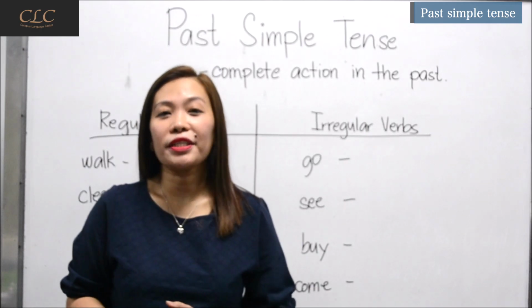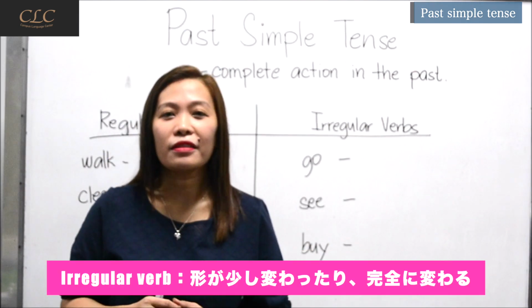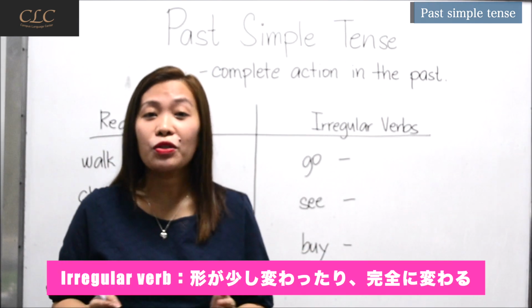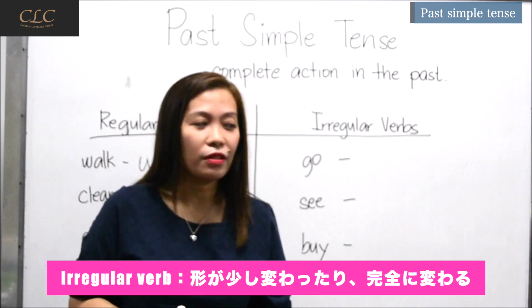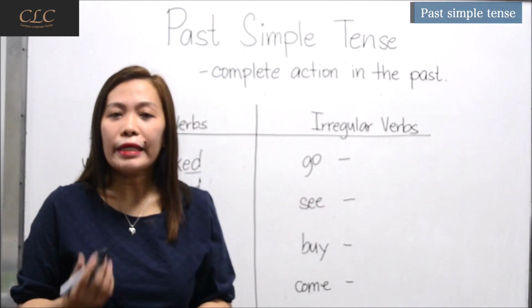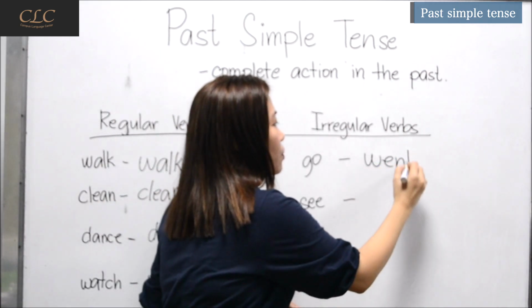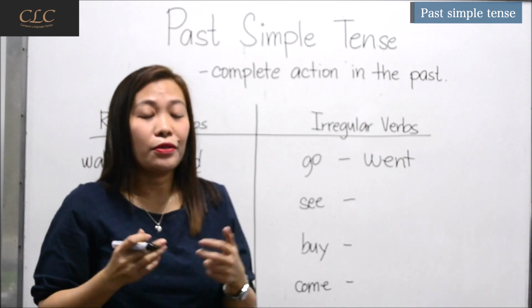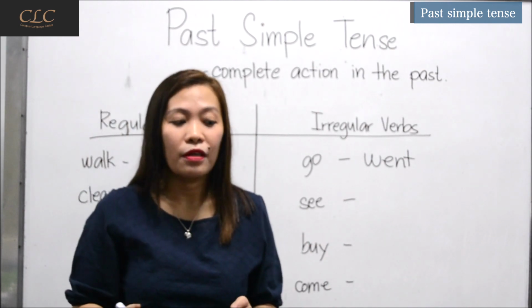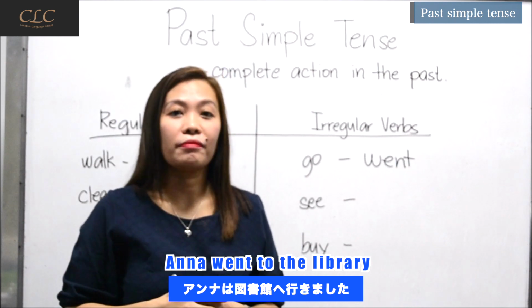In the irregular cases, sometimes the verb changes a little bit, but sometimes it changes completely. For example, the base verb we have is go. In the past, it becomes went. It is completely different. For example, Anna went to the library.